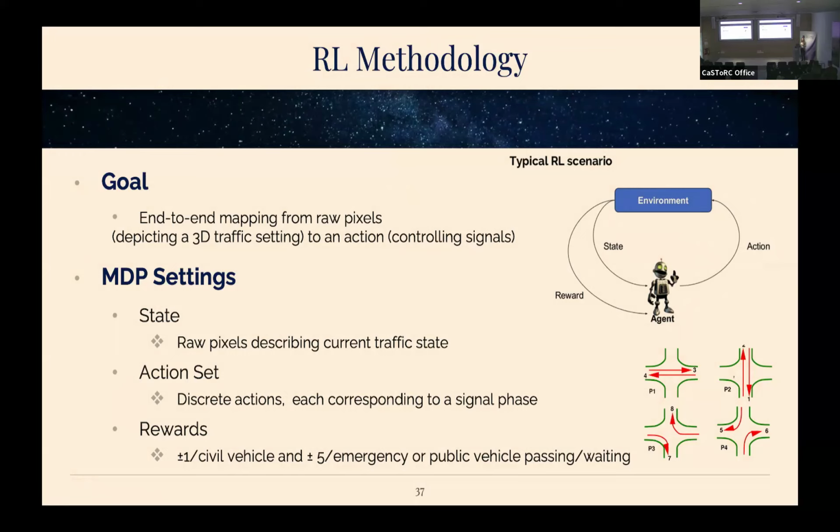Very simple. We just give a reward of +1 if a vehicle passes, and -1 if it waits. And then later on, when we want to deal with emergency vehicles, we give +5 for emergency vehicles, or -5 if we don't let them pass, if we have them wait.